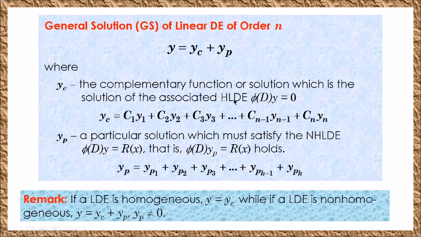If the LDE is homogeneous, y sub p is 0. So the general solution of a homogeneous LDE is y equals y sub c. And if the linear differential equation is non-homogeneous, y sub p is not equal to 0, and the general solution is y sub c plus y sub p.